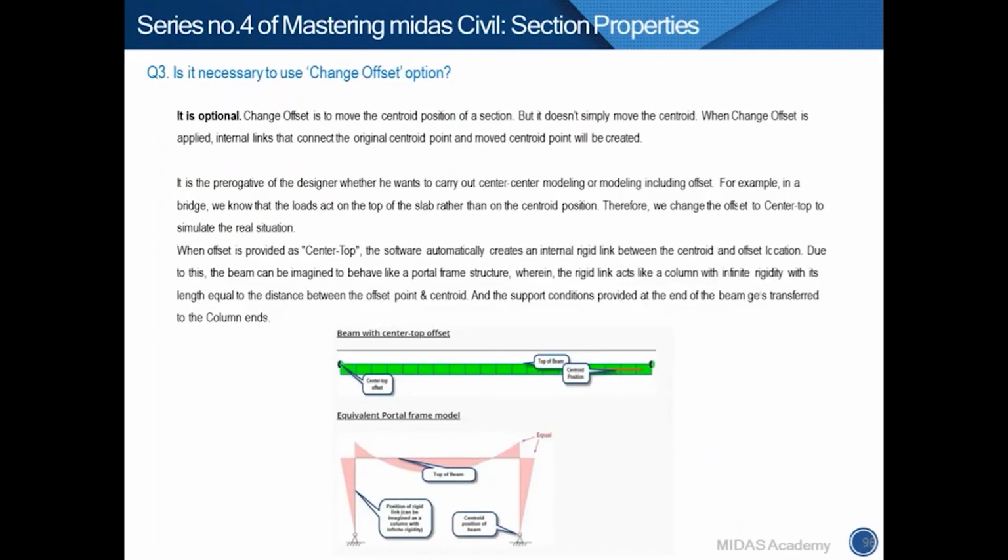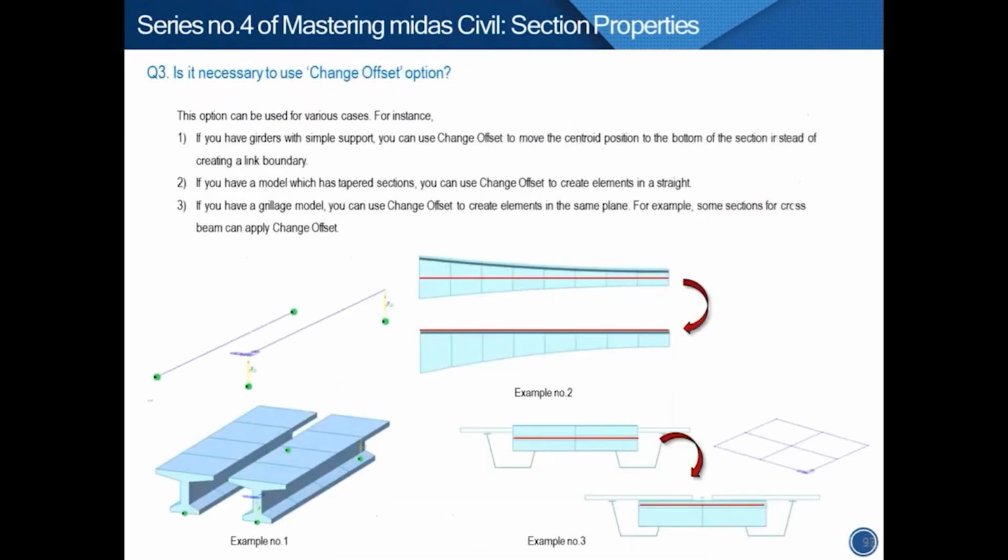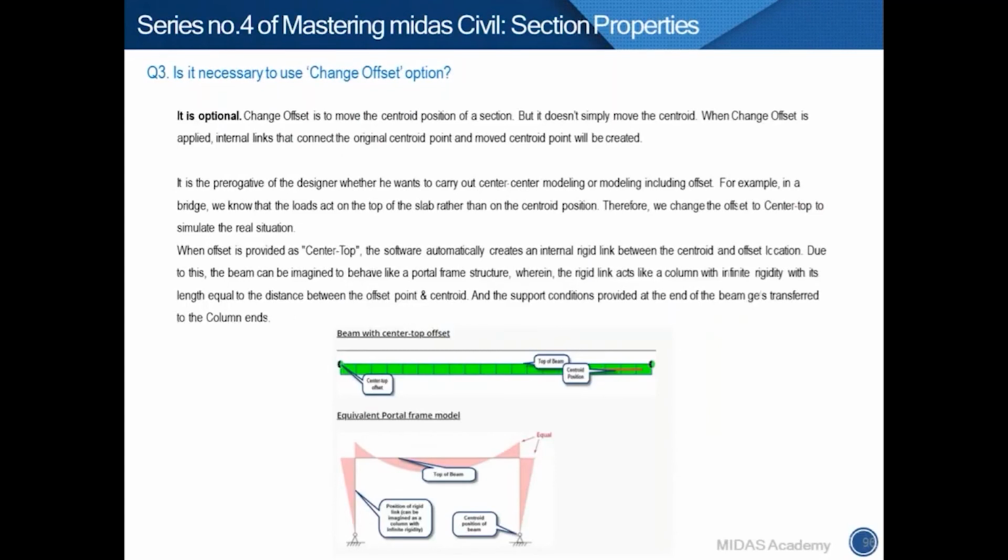And the last one is: is it necessary to use the change offset option? I would say it is optional. Using change offset depends on the designer's decision. When change offset is applied, the centroid point will be moved to the assigned location. In terms of graphical view, the section is just moved with some eccentricity length, but in the other view, the software will make an internal structure that has elements with a link between the original point and the moved point, like this.